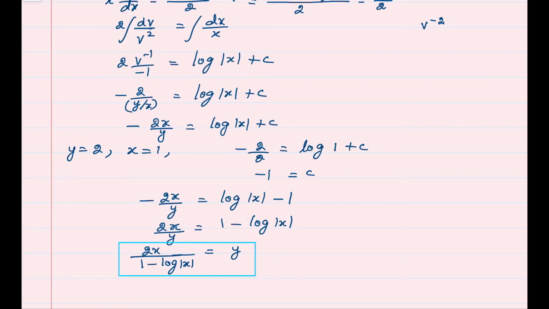Here the denominator should not become 0, therefore log x should not be 1, that is x should not be e. Log e to the base e is 1.